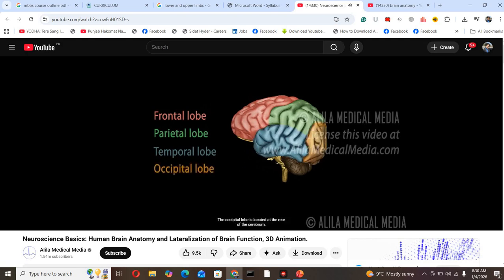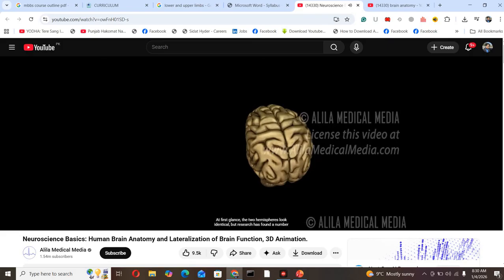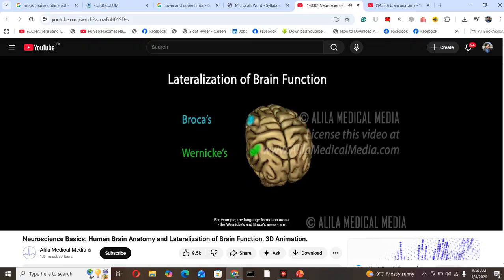The occipital lobe is located at the rear of the cerebrum. This is the visual processing center of the brain. At first glance, the two hemispheres look identical, but research has found a number of differences between them. This is called lateralization of brain function. For example, the language formation areas, the Wernicke's and Broca's areas, are usually located in the left hemisphere of right-handed people. Lesions to these areas result in language comprehension deficits or speech disorders.